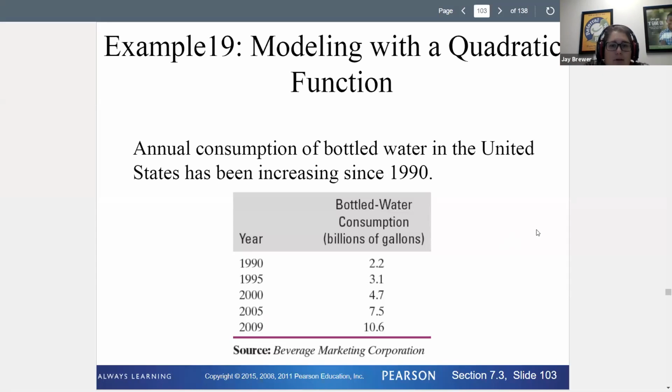So this is example 19, modeling with a quadratic function. Annual consumption of bottled water in the United States has been increasing since 1990. And then if you take a look, you have your nice little data table there, which I am definitely glad that I showed you the PowerPoint for it, because you would have been slightly confused as to where I was getting the information.